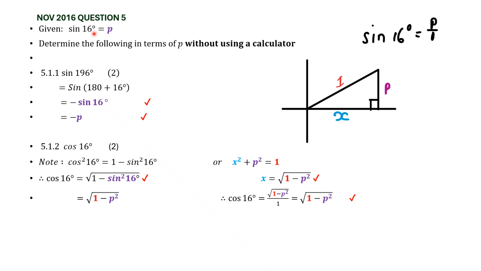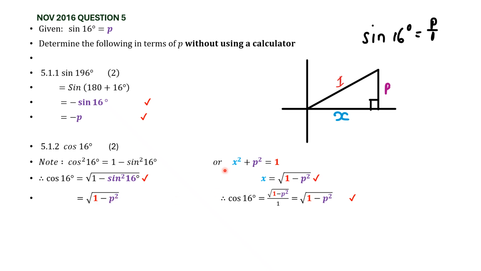Now for cos 16 then, you can go two ways about it. Now you still remember the square identity says cos squared plus sine squared equals 1. If I modify that, I can say cos squared equals 1 minus sine squared 16. So to get to cos 16, I'm going to say the square root of cos squared 16 gives me cos 16, which is the square root of 1 minus sine squared 16 degrees. Now sine 16 is P, so that sine squared 16 simply becomes P squared. So this equation then reads cos 16 equals the square root of 1 minus P squared.